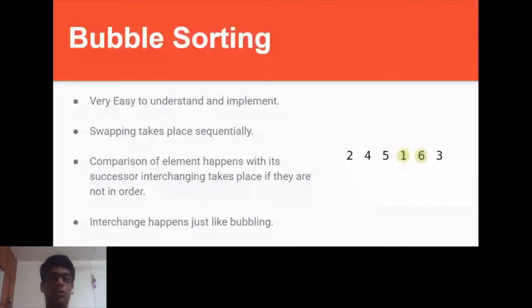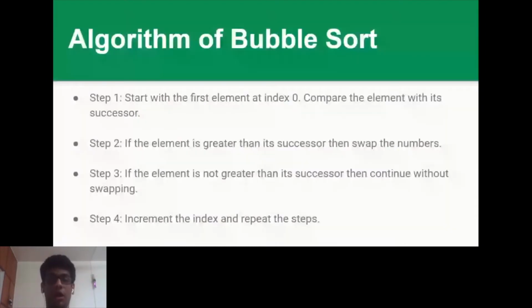Now this is the algorithm of bubble sort. Step 1, we have to start with the first element at index 0. Then we have to compare these elements with its successor. Now the element which is at 0, we have to compare it with the element which is at position 1.